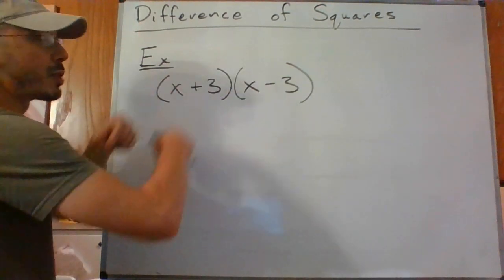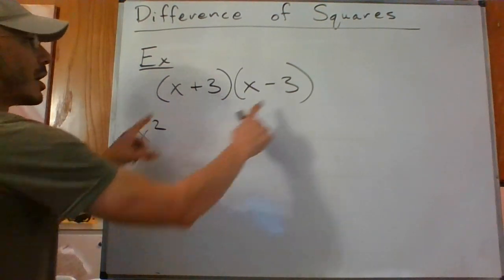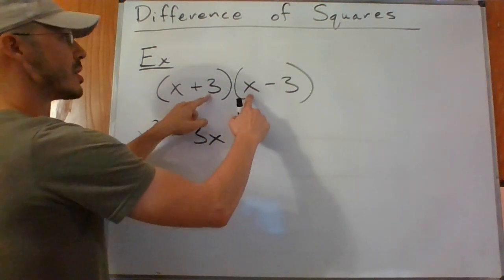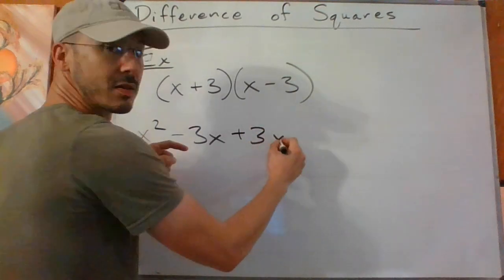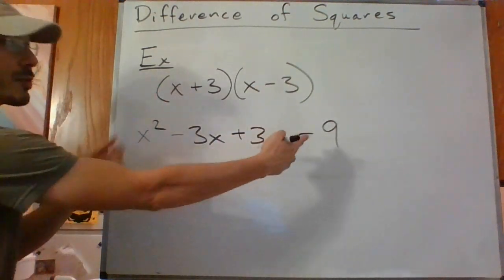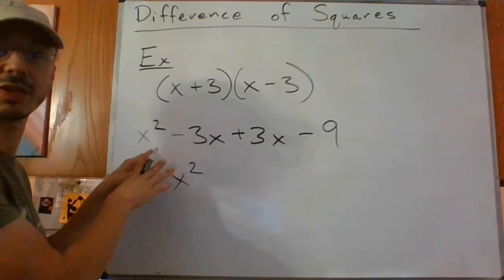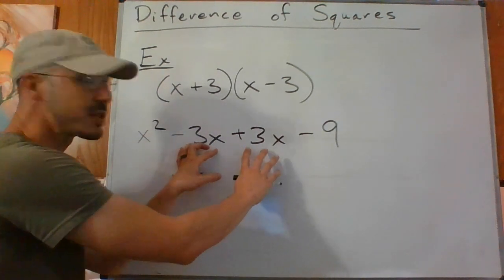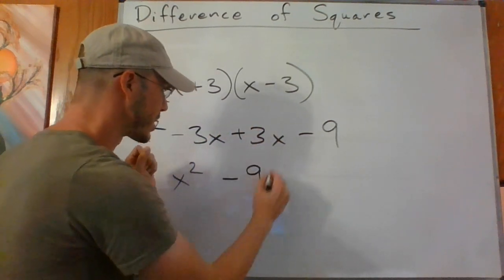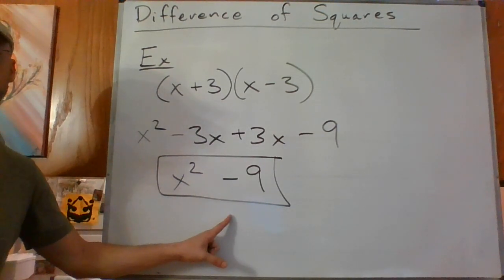But if I multiply these together using FOIL, watch what happens. X times x is x squared. Outers gives me x times negative 3, which is minus 3x. Inners gives me plus 3x. And the lasts give me minus 9, because 3 times negative 3 is negative 9. If I combine like terms here, x squared, the leading term, is the highest power, and minus 3x plus 3x cancel each other perfectly, leaving x squared minus 9. And that is why it's called the difference of two squares.